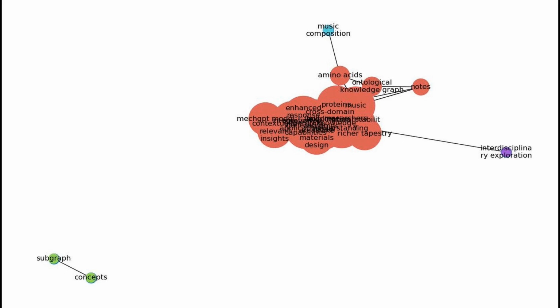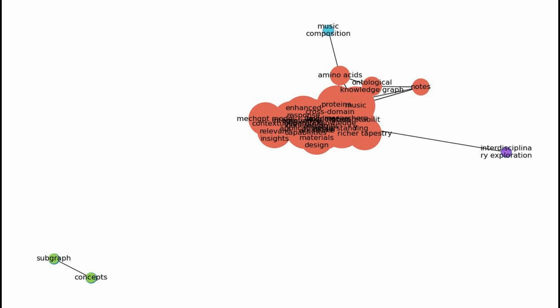2. Mechanistic insights. The approach reveals deeper connections and mechanisms. For instance, the analogy between counterpoint in music and structures in proteins can be explored through the graph. This relationship can help scientists understand how certain patterns in music might relate to the arrangement of amino acids, enhancing insights into both music composition and protein structure.